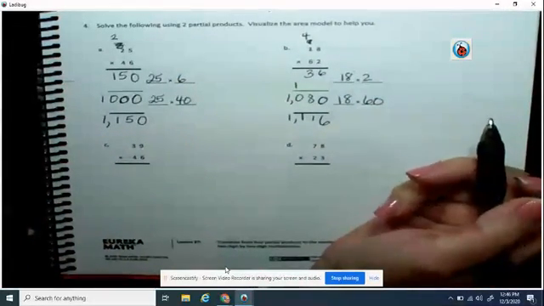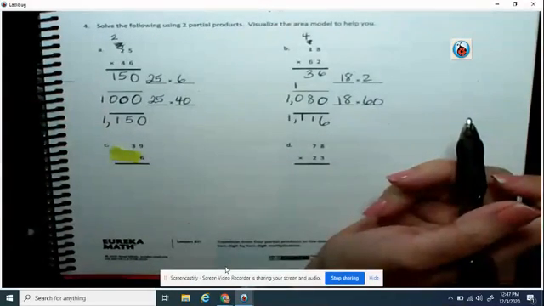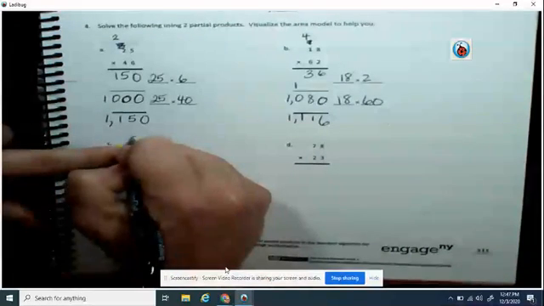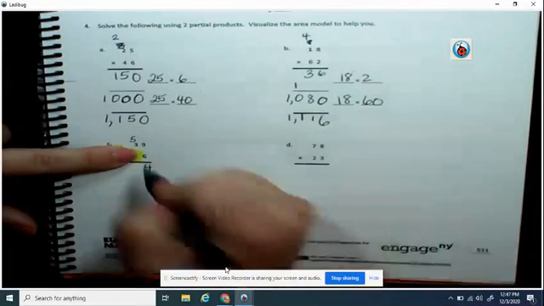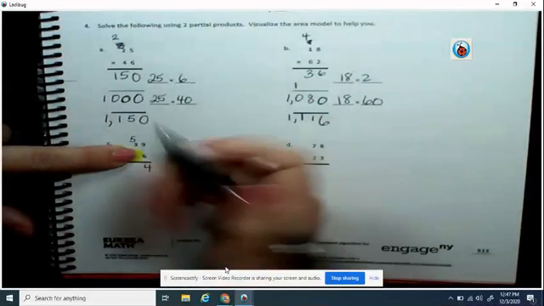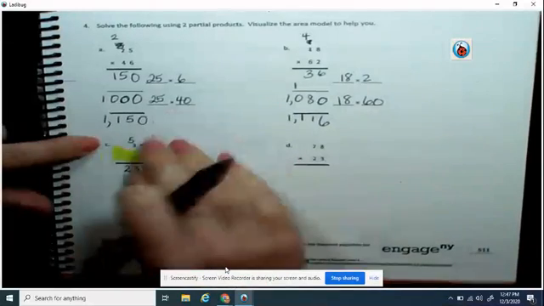So we're going to cover our tens. We're going to ignore the tens for right now. 9 times 6 is 54. Put the 5 there. 3 times 6 is 18, 19, 20, 21, 22, 23. So I have 234 for my ones place.